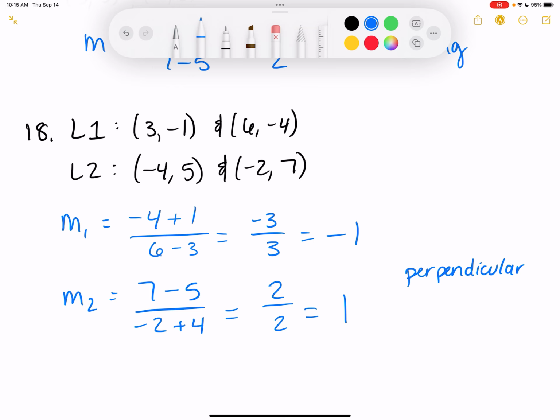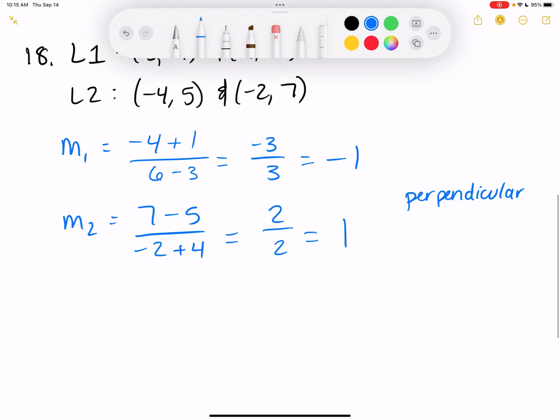But yes, also true. So perpendicular has to be the opposite reciprocal, okay? A lot of people get confused with this because they're like, but one of them isn't a fraction. But technically it is because you can write it over 1, okay? So that's why they're perpendicular. I don't know why, but a lot of people get confused about that, so that's why I like to do that one.